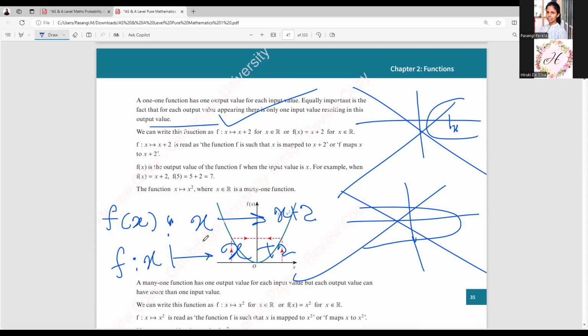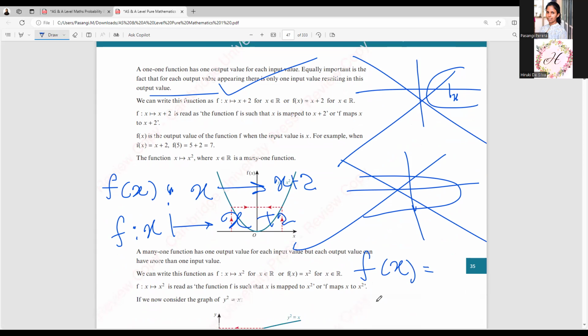So this is like with set theory, no? If it's using the f(x) term directly, the function of x, then we can rewrite it directly as f(x) is equal to x plus 2. That's how it is. This is read as: the function f is such that x is mapped to x plus 2.